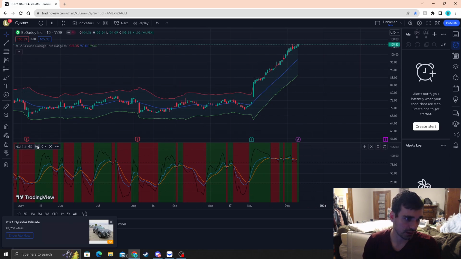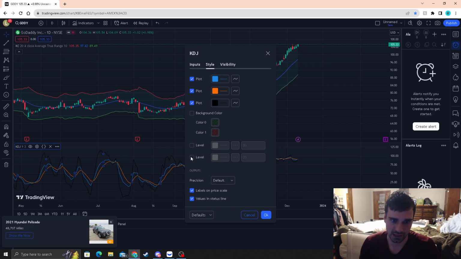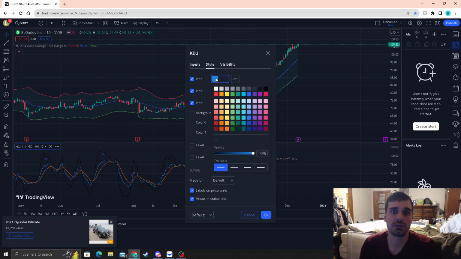Just like how we did Keltner channels, go to the cog, and the style. Let's first of all get rid of this background color. Let's uncheck these levels. We don't need that. Those are just oversold and overbought. We're looking for precise stuff here.